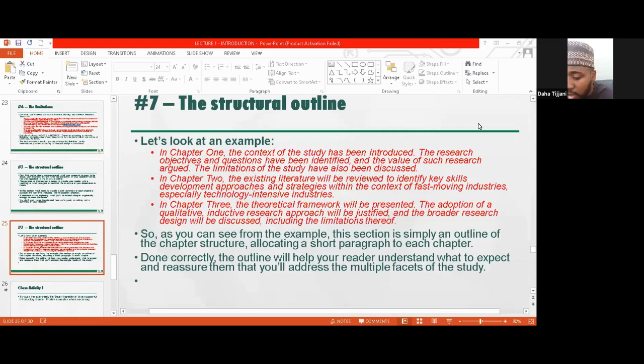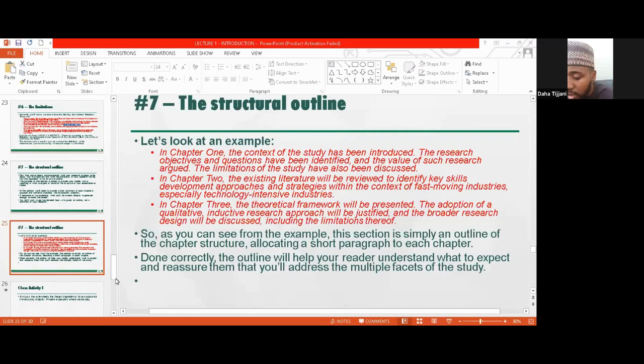So as you can see from this example, this section is simply outlining the chapter structure, allocating a short paragraph for each chapter. If it's done correctly, the outline will help the reader to understand what to expect and reassure them that you address multiple facets of the study.